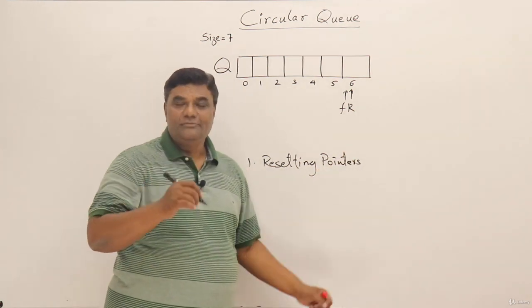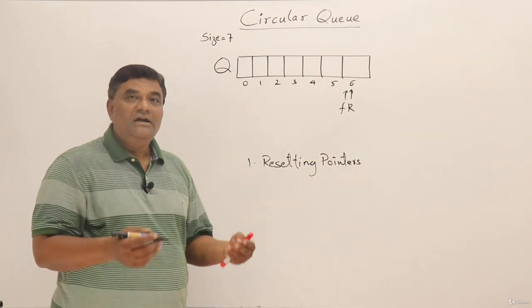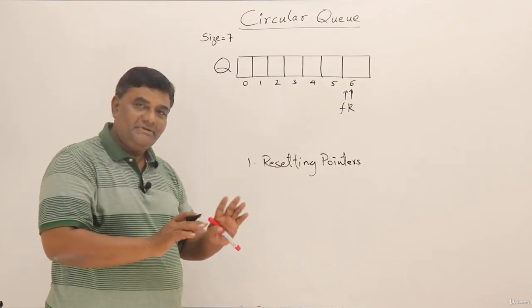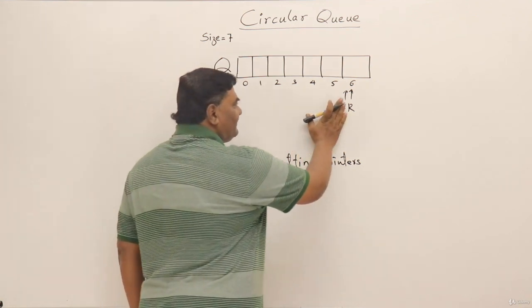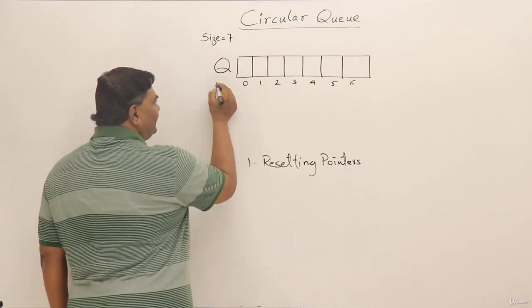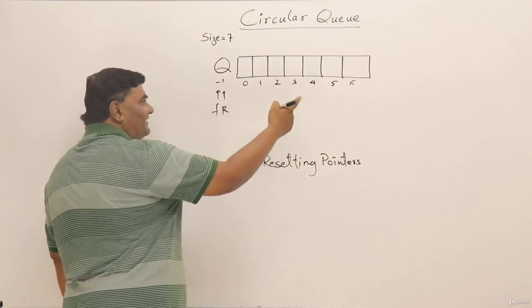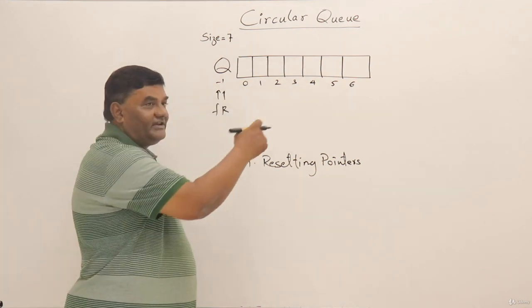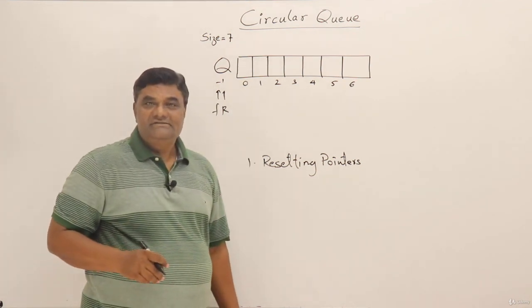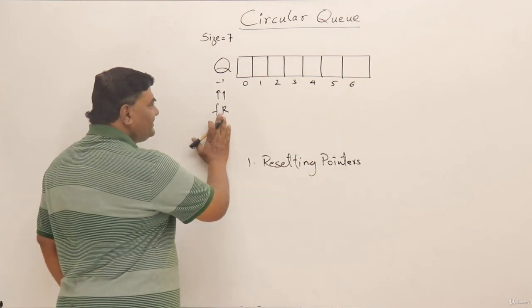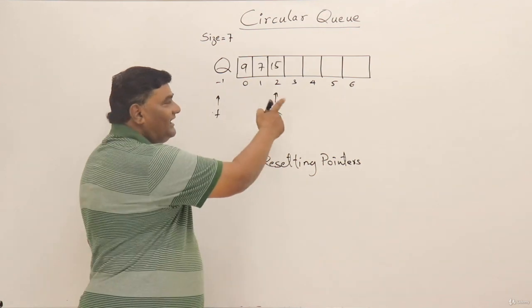The solution is resetting pointers. So what should I do? At any time, if a queue becomes empty, at any place, bring the front and rear pointers to the beginning, that is, reinitialize them to minus 1 so that they can again start from the beginning. In this way we can reuse those places. Let me show you a little by inserting a few elements. Suppose I have inserted 3 elements. So I have 3 elements.